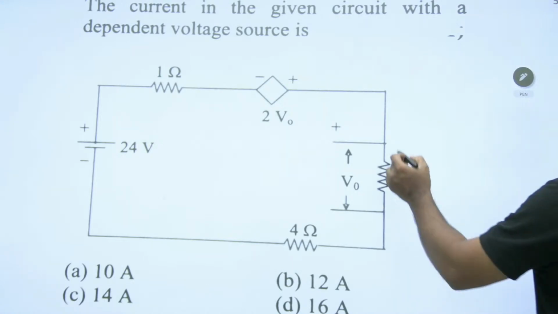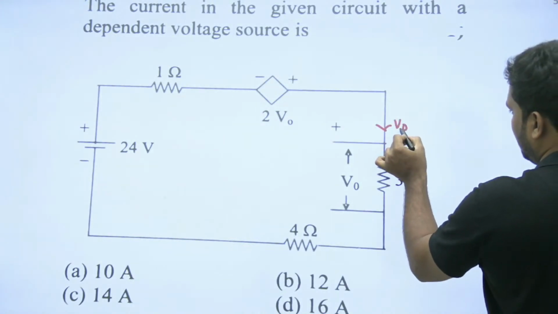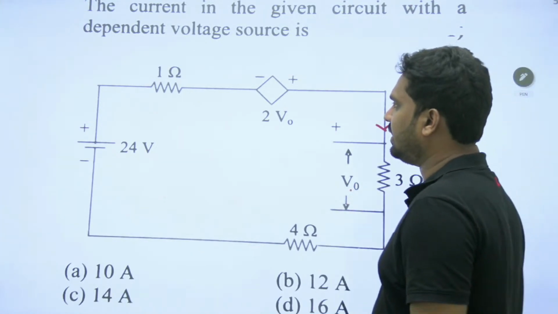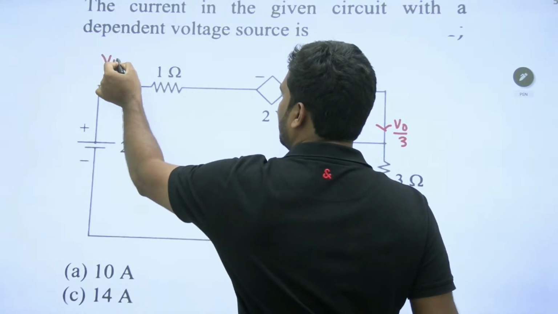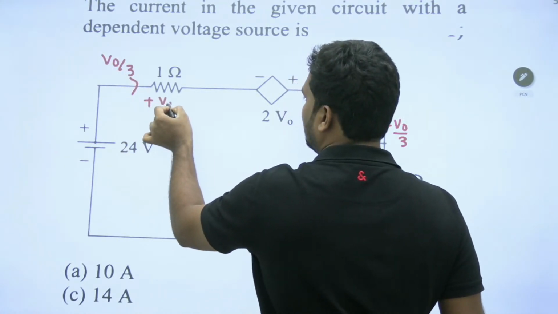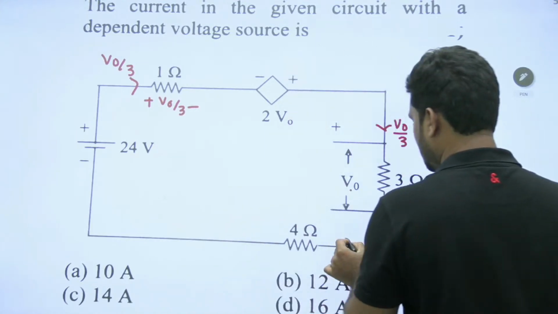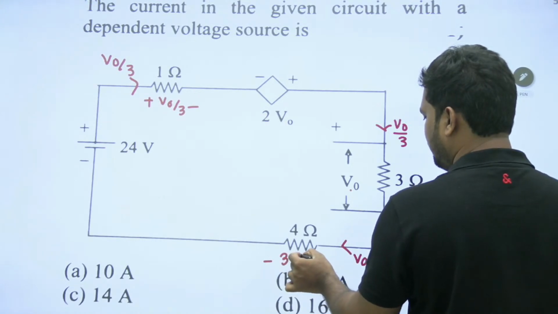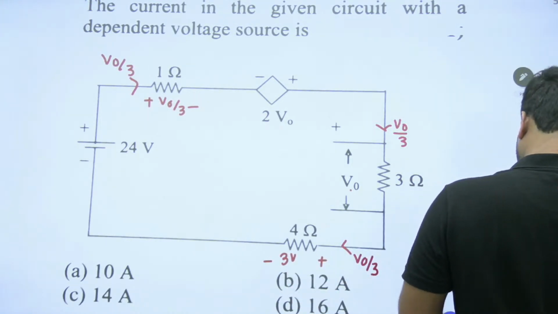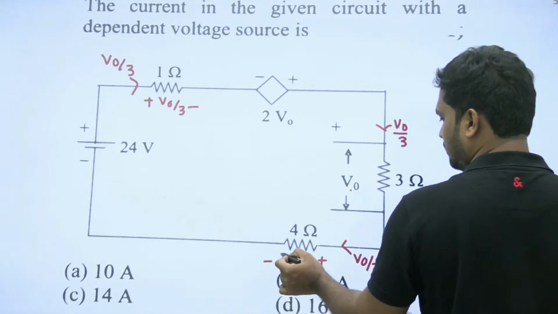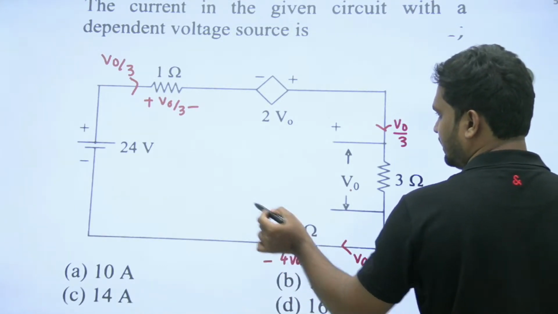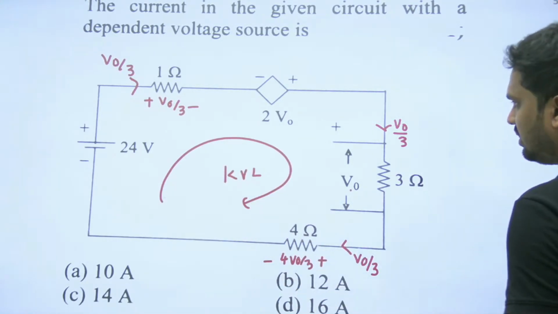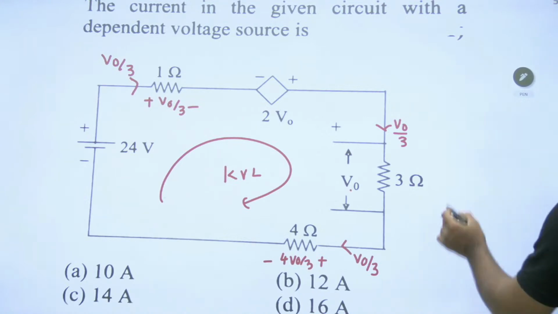Okay, here I'll be solving the question. This current will be V naught by 3 because the voltage is V naught, resistance is 3. And this will be V naught by 3. And this will be how much? V naught by 3 will give you 3V naught, sorry, 4V naught by 3. Apply KVL. We need to find the current. No problem, we'll find it. But first find V naught.